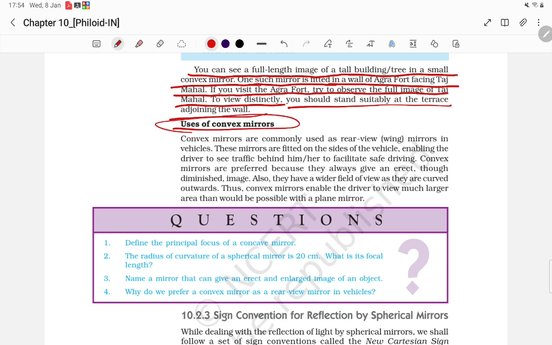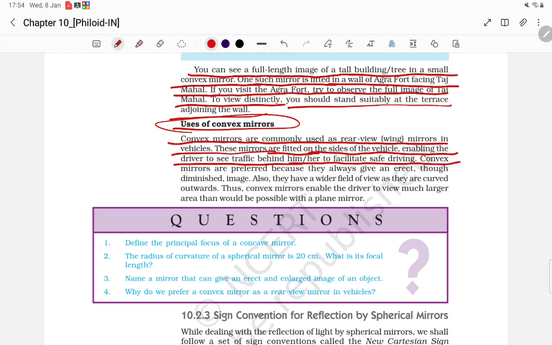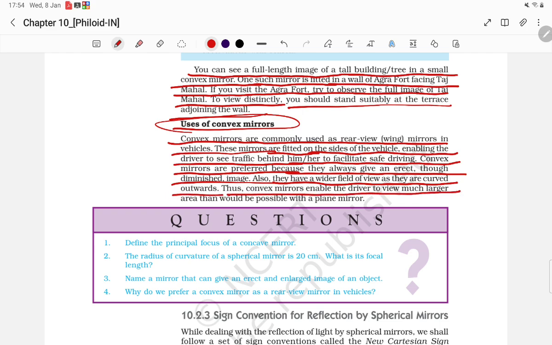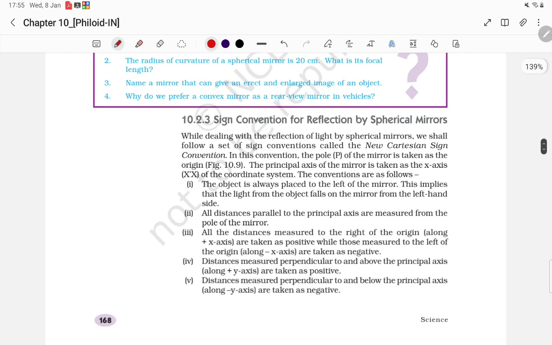Use of the convex mirror. Convex mirrors are commonly used as rear-view mirrors in vehicles. These mirrors are fitted on the side of the vehicle, enabling drivers to see the traffic behind them and facilitating safe driving. Convex mirrors are preferred because they always give an erect though diminished image. Also, they have a wider field of view. They are curved outwards, so the convex mirror enables the driver to view a much larger area than would be possible with a plane mirror.